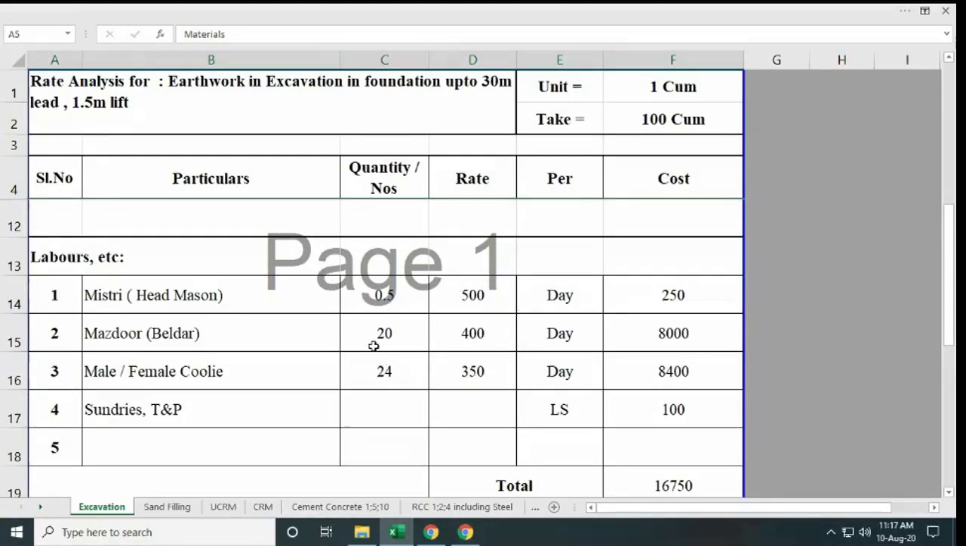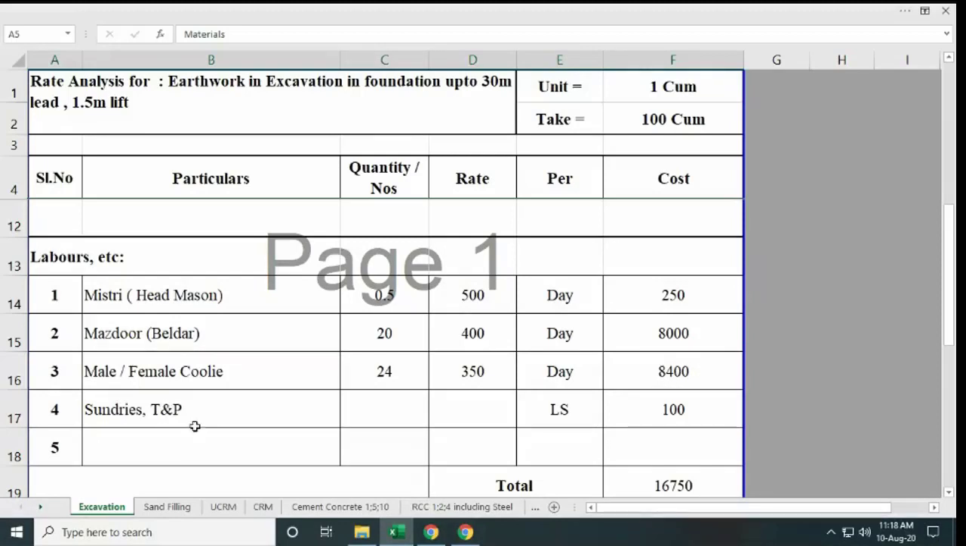Right? So 20 mazdoors are required. One mazdoor takes 400 rupees, he is charging per day, so it's 8,000 rupees. Next, when you are going to do excavation, that material has to be lifted and dumped at some place apart. For that we require either male pulley or female pulley. 24 numbers are required. There I will take it as 350 rupees per day. So this much is the cost.